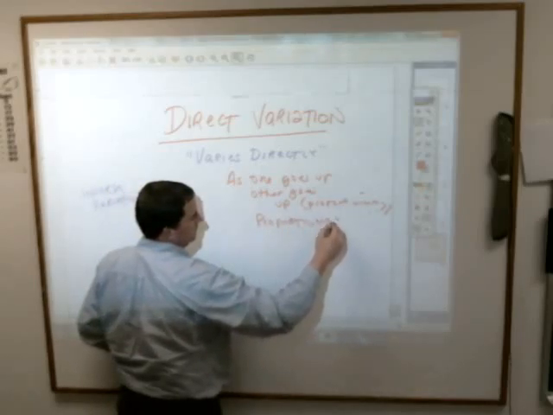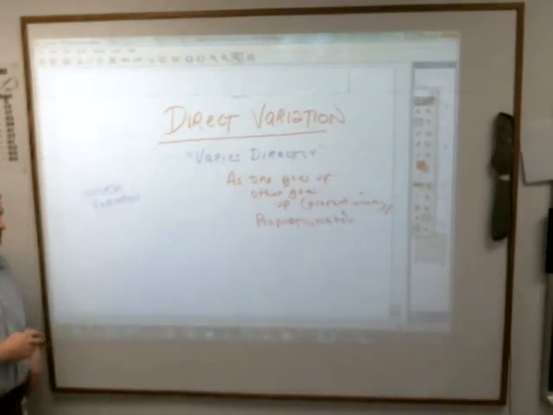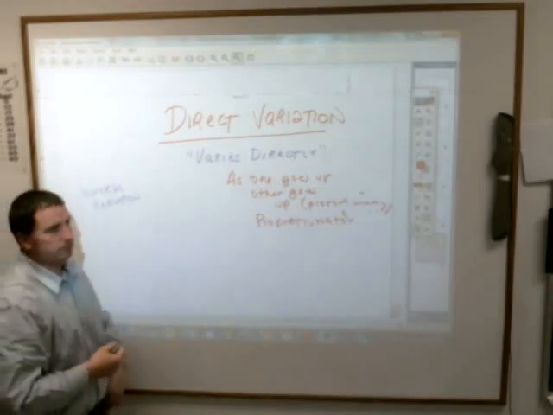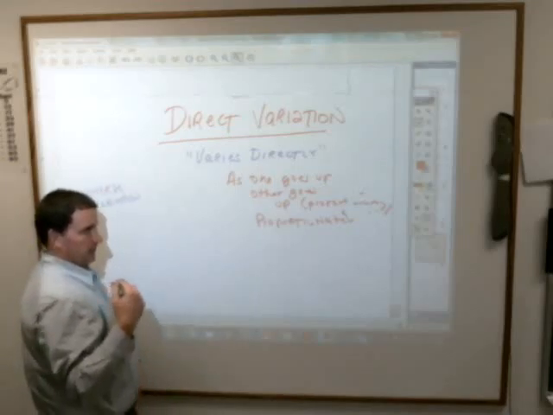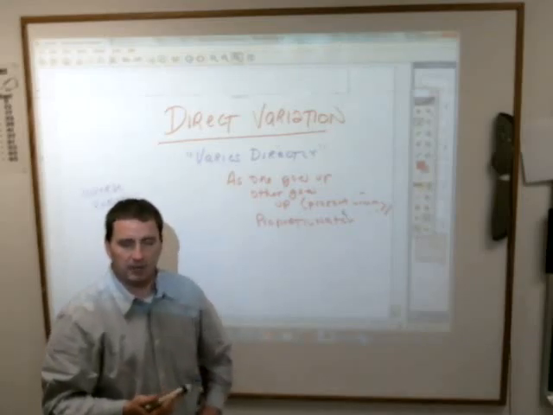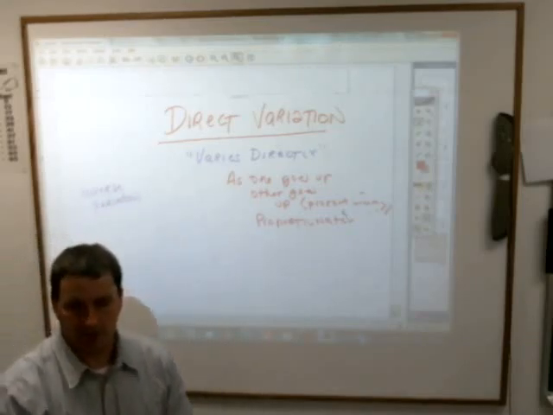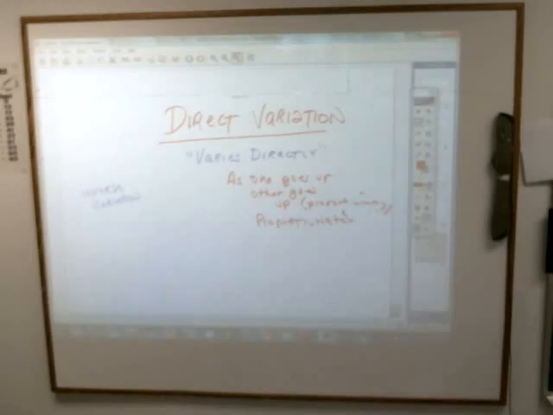An example of something that varies directly, I suppose, is the time you travel and the distance you go. If you're driving in a car at 60 miles an hour, as you travel a longer time, you go a farther distance. Okay, they both go up.